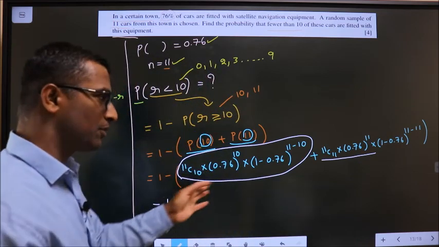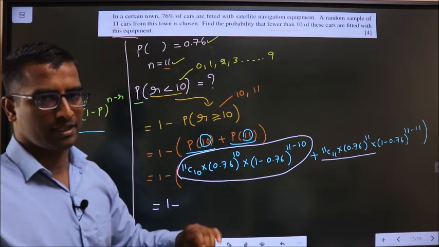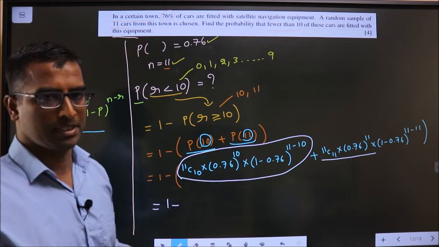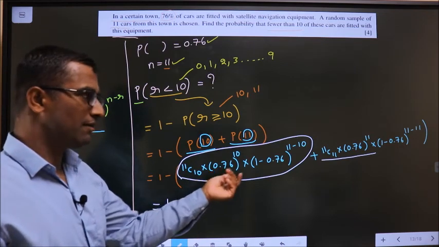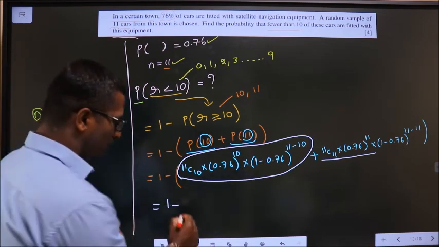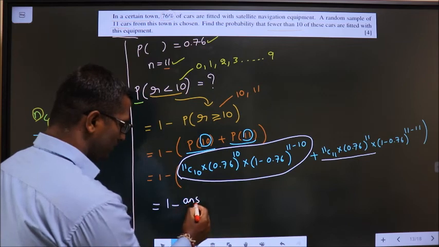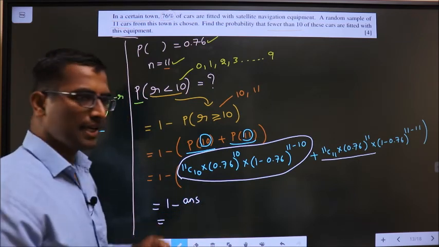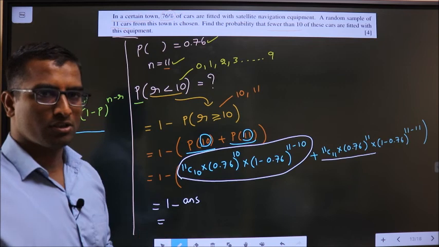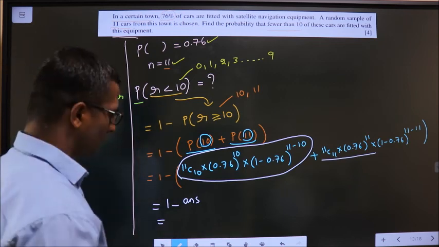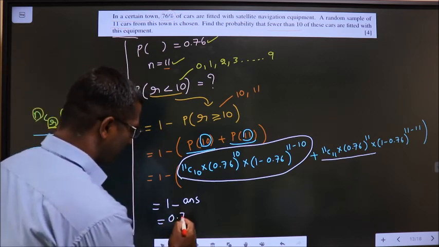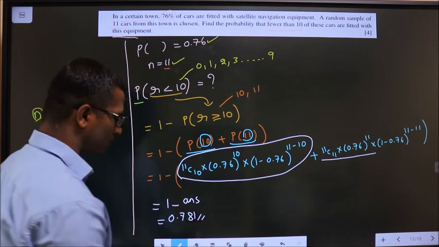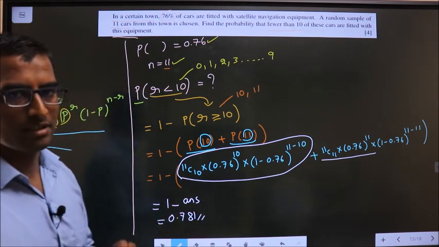Clear? If you can put both at once in the calculator, fine. If not, add piece by piece. Now once you have added these two, whatever answer you got, do 1 minus that answer. So your final answer should be 0.781.